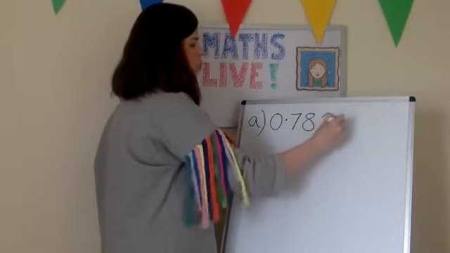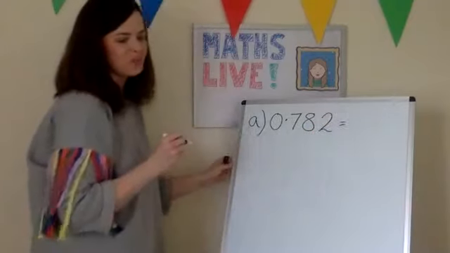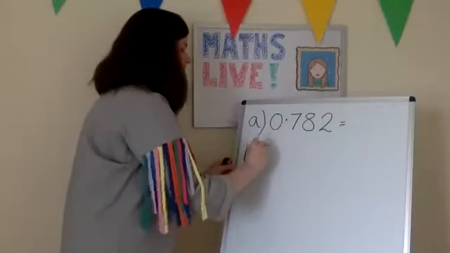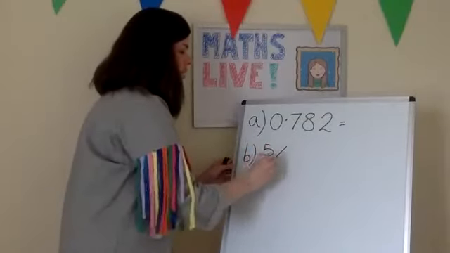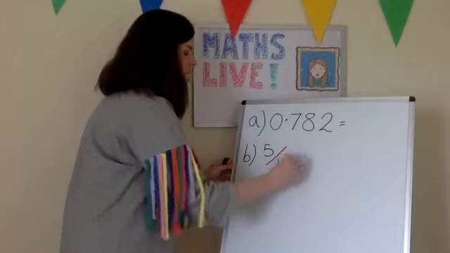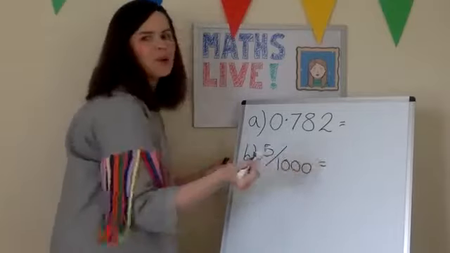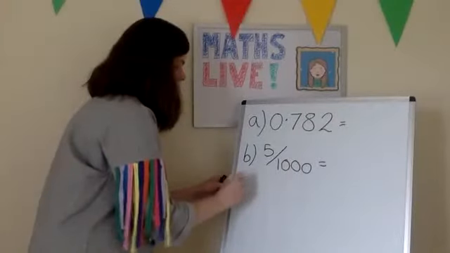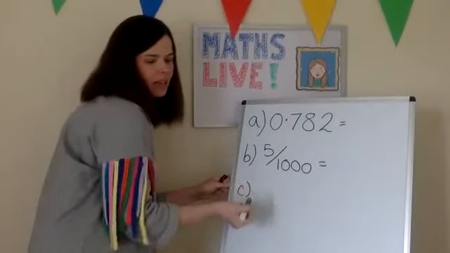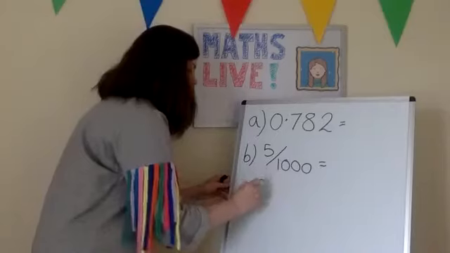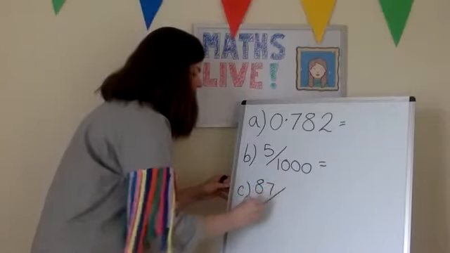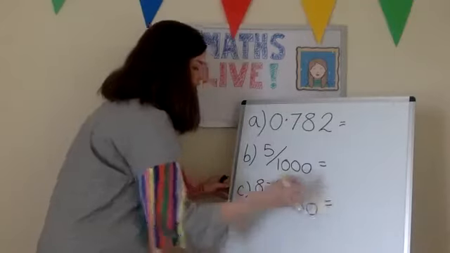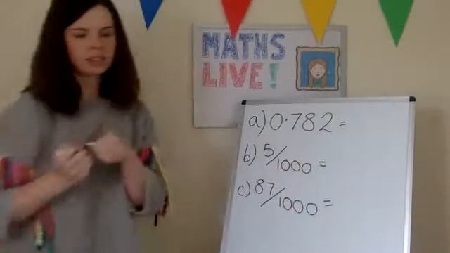So we'll go back to A. 0.782. What is that as a fraction? B. 5 over 1,000. What is that as a decimal? And then C. What is 87 over 1,000 as a decimal? Have a go, superstars.